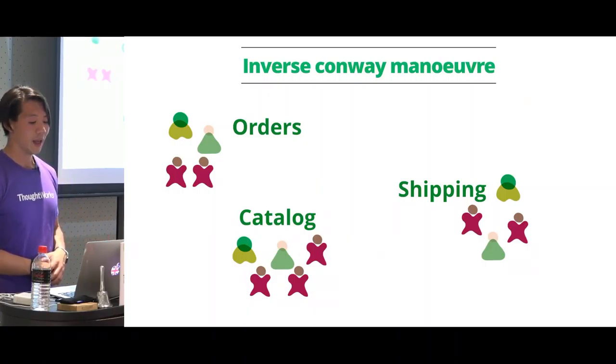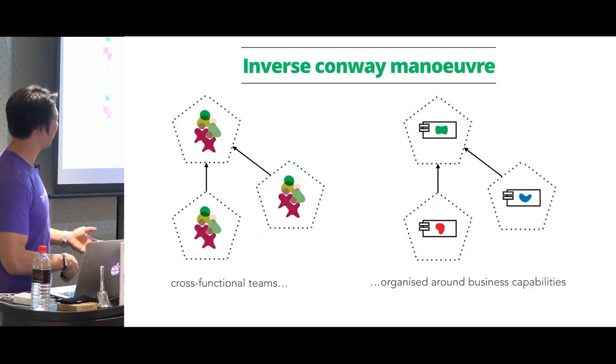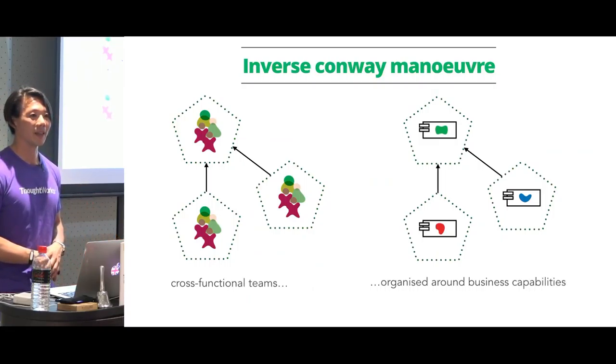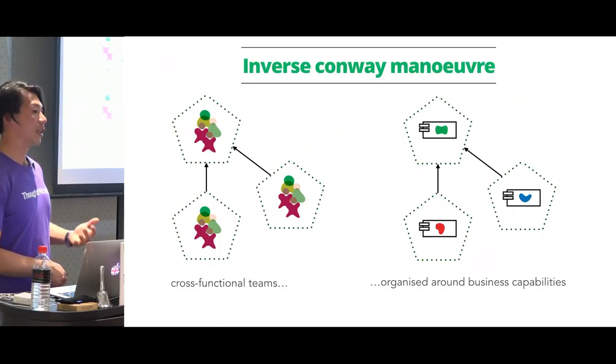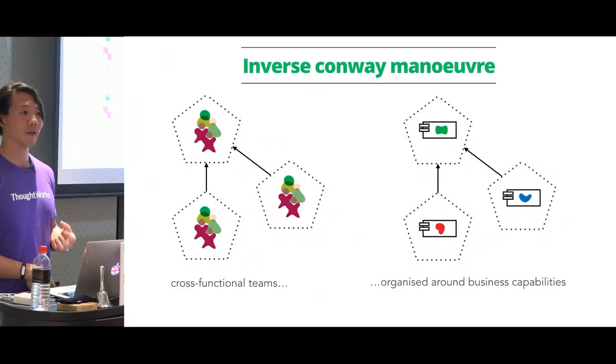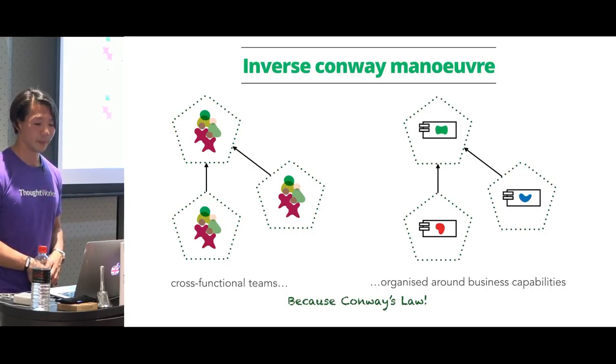And this is really about thinking about if we really want these cross-functional teams organized around business capabilities, this is one of the best ways of creating this evolutionary change, of being able to be as responsive technically to the business domain as things are changing. And this is all because of Conway's law.